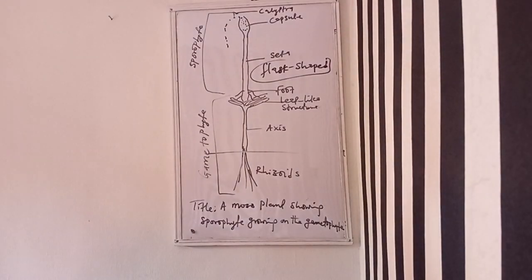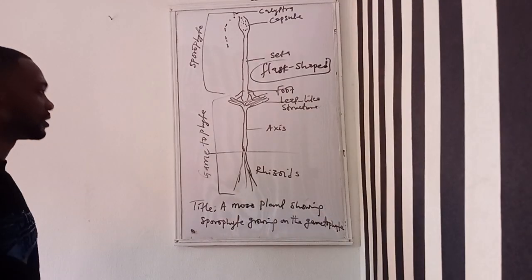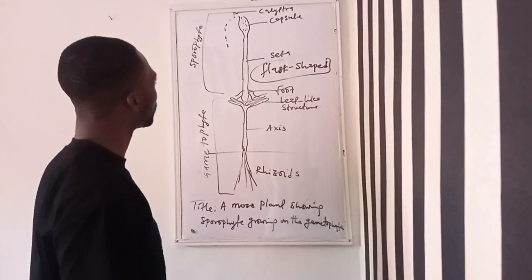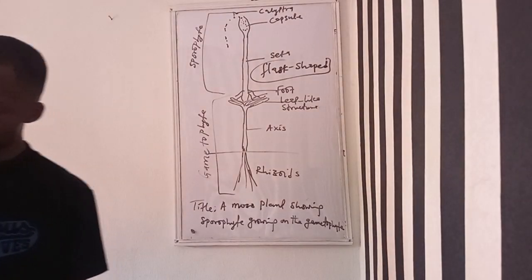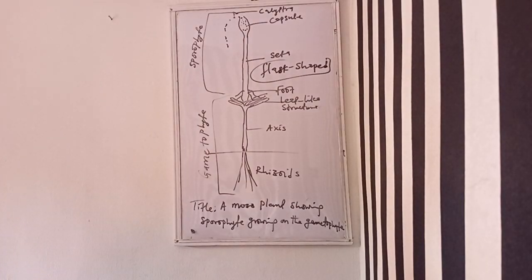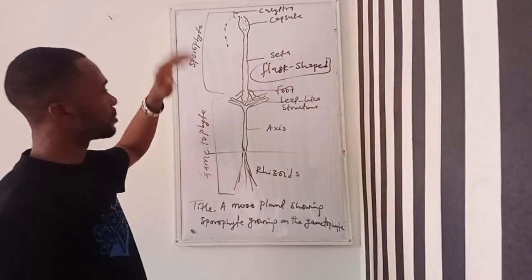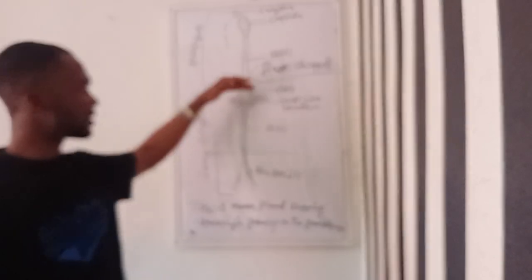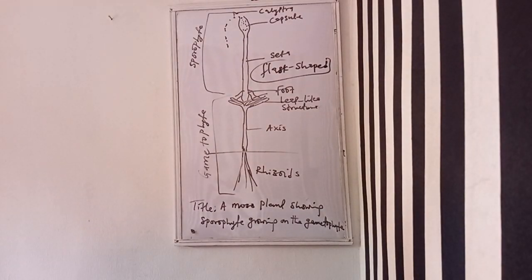And there's something I forgot to explain: the oospore divides into the lower and the upper cells. The upper cells are the ones that form the capsule and the seta, and the lower cells are the ones that form the foot. Okay, this is just by the way.